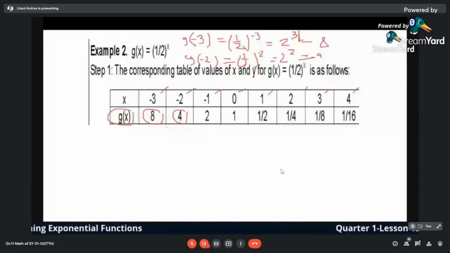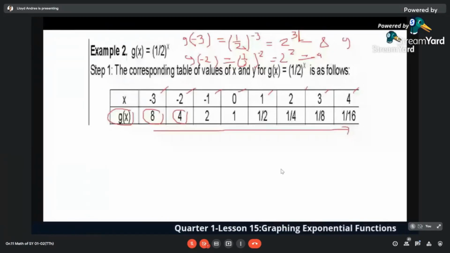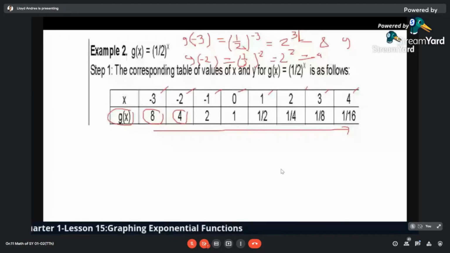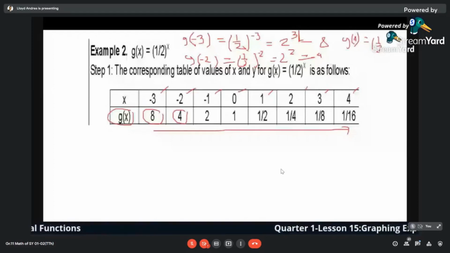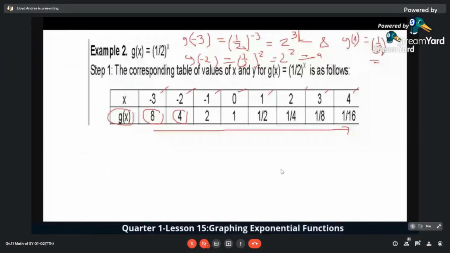That becomes g of 4. So, what is g of 4? That is just 1/2 exponent 4. And 1/2 exponent 4 is 1/16. So, that's how simple it is.